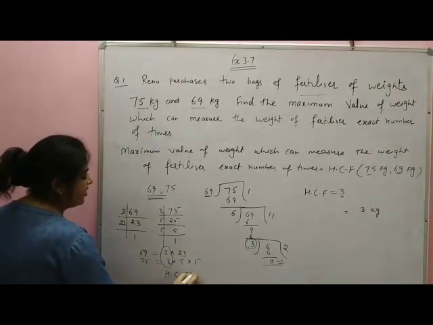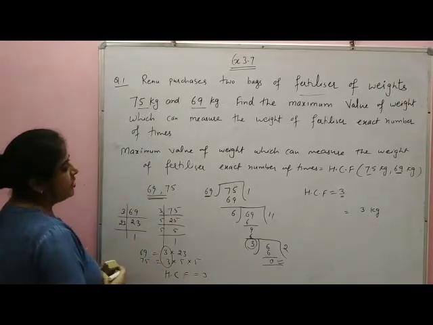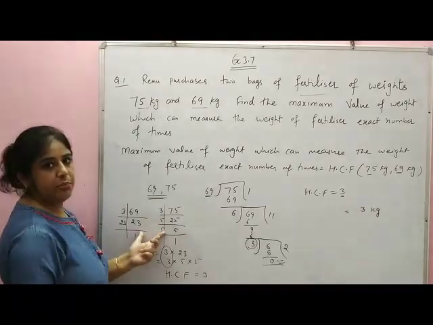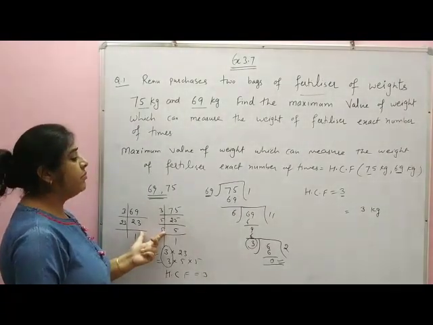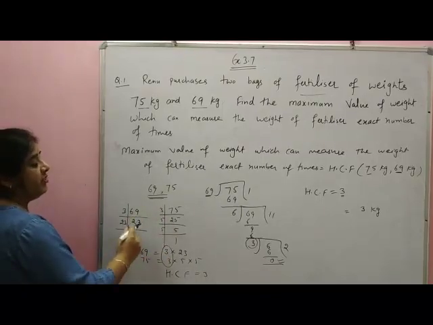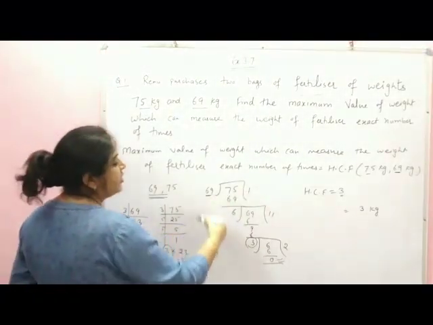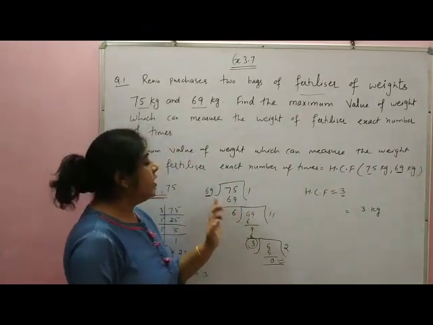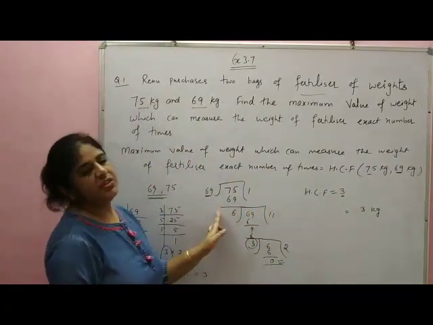So the HCF is 3. Now students, it's easy to get the prime factorization of a smaller number, but when we have a larger number, we get more prime numbers. So you will feel comfortable if you learn this method, how to get the HCF of 2 or more numbers using the division method.